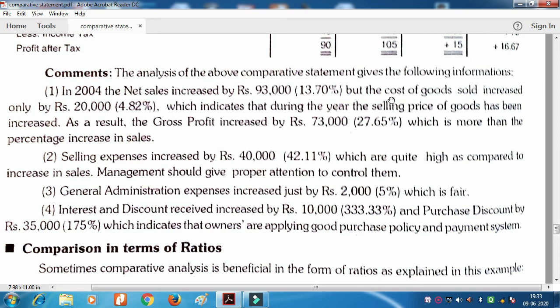So basically what you have to do, you need to compare the 2 years, take the difference and take out the percentage. And lastly, if they ask for a comment, just post the comment. I hope this video will serve your purpose and you can secure good marks in your coming semester exam.